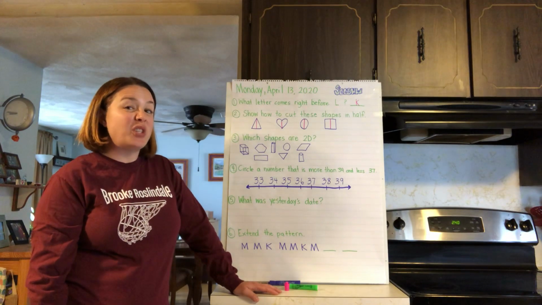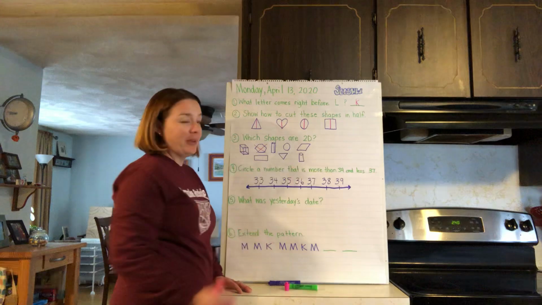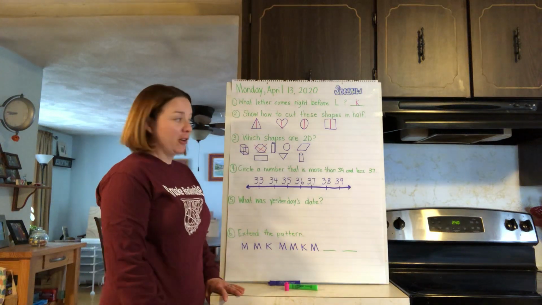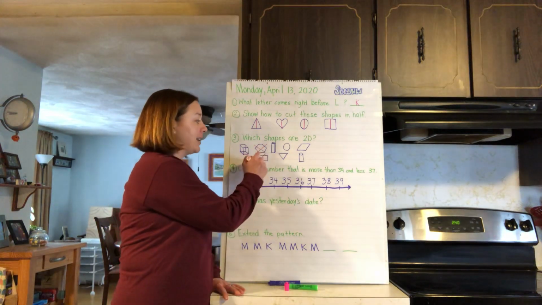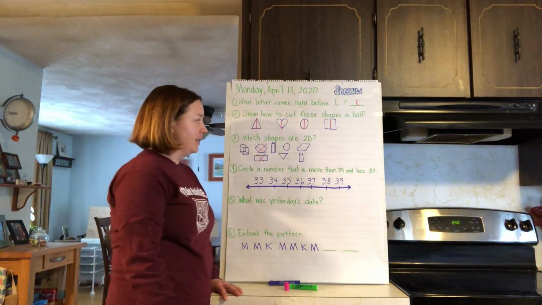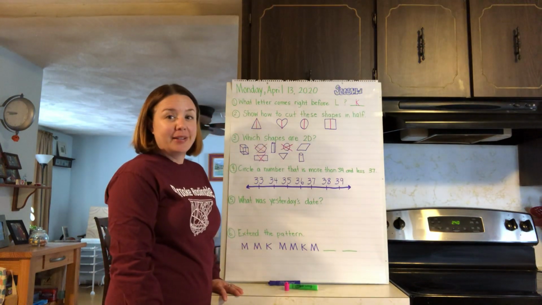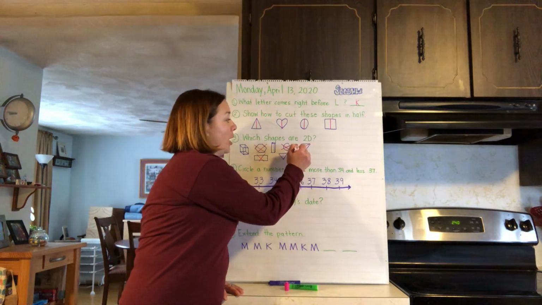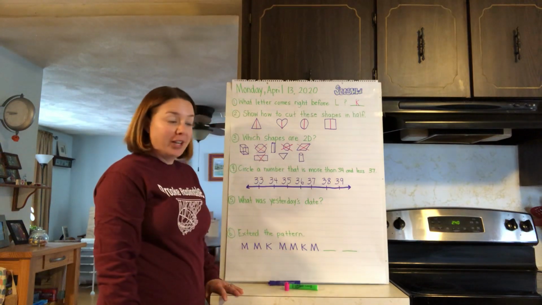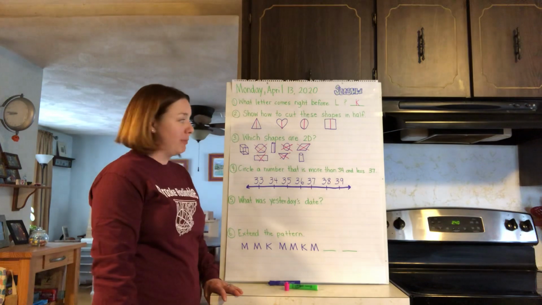All right, let's go over the 2D shapes. A hexagon is a 2D shape. Give yourself a check if you have a hexagon on your paper. A rectangle is a 2D shape. Check yourself off for a rectangle. A circle is a 2D shape. A quadrilateral is a 2D shape. And a triangle is a 2D shape.